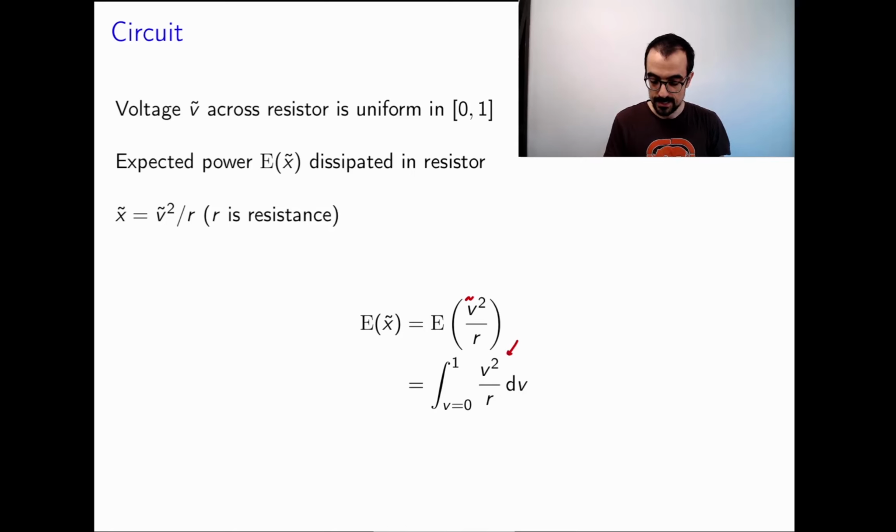So we take the value of that function, which is v squared over r, and we multiply by density, which is 1, and we integrate from 0 to 1. Now, the integral is with respect to v. You should always check very carefully what you're integrating with respect to. And the integral of v squared is just v cubed over 3. So we end up with 1 over 3 times r. That's the mean. Much easier than rederiving the whole density.